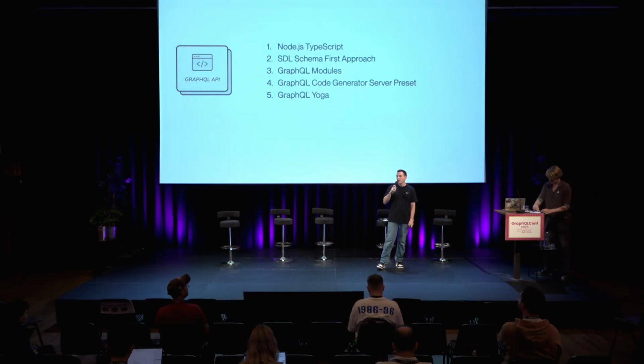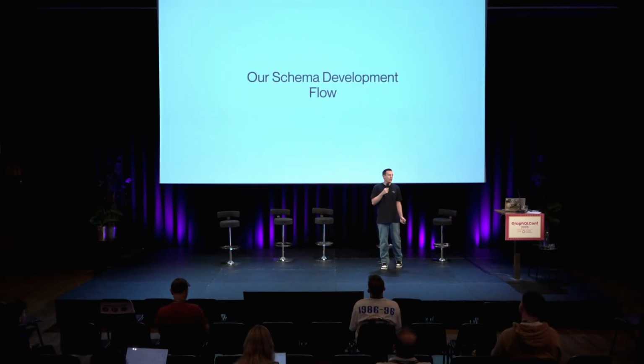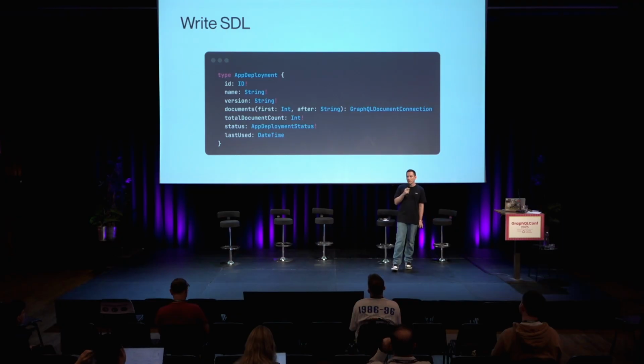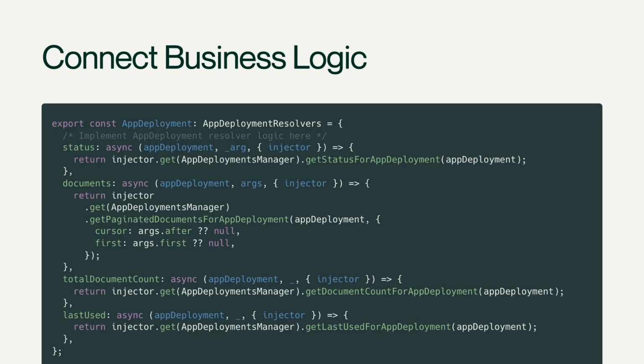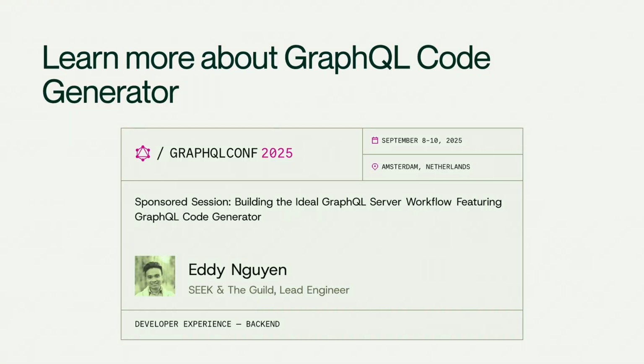So the GraphQL API is built with Node.js and TypeScript, and we use a schema-first SDL approach. We're using our own libraries that we built, GraphQL Modules, GraphQL CodeGen, and GraphQL Yoga for building that API. So how do we develop our GraphQL schema? We use the SDL-first schema development flow. That means we always start by first writing our SDL. Then we use GraphQL CodeGen to generate GraphQL resolvers. And then we write our business logic and connect it with the GraphQL schema. If you want to learn more about this, there was actually a great talk today about this from my colleague, Eddy. If you didn't see the talk, check out the recording for sure.